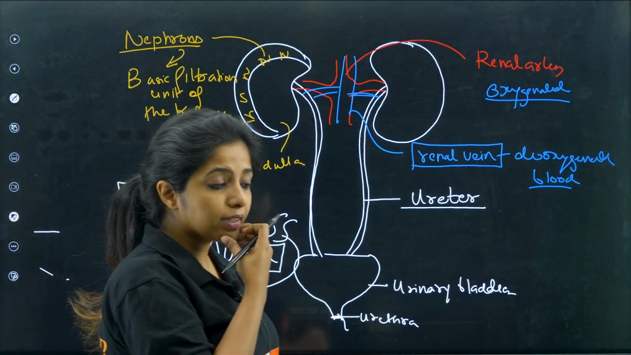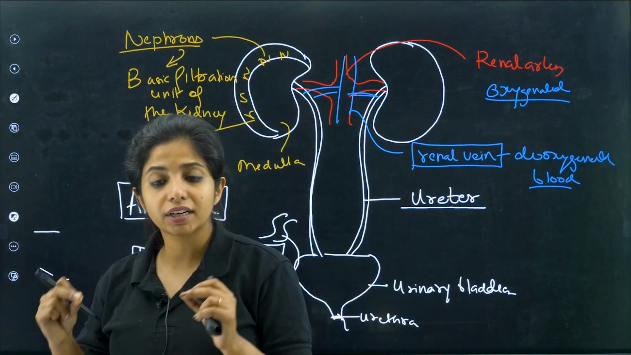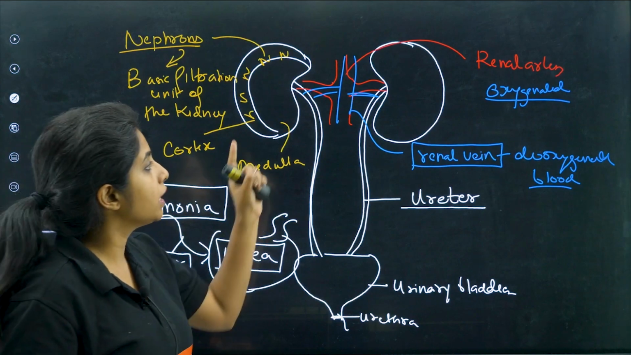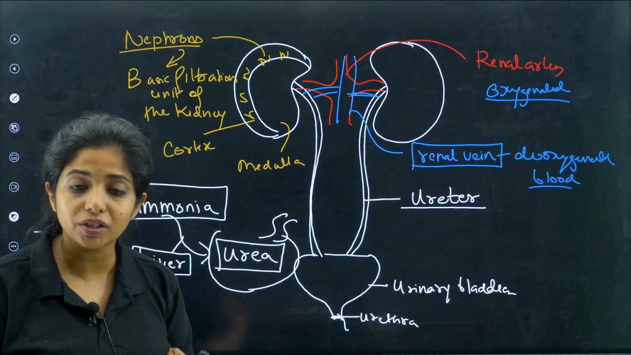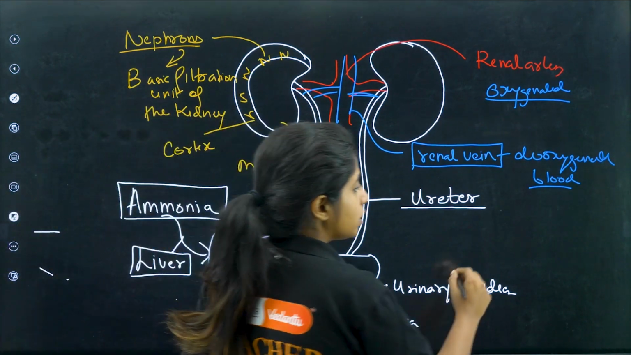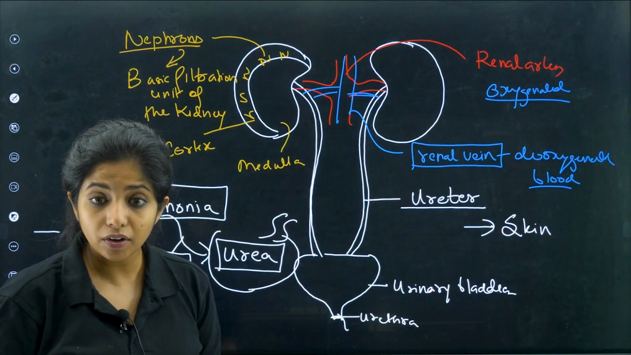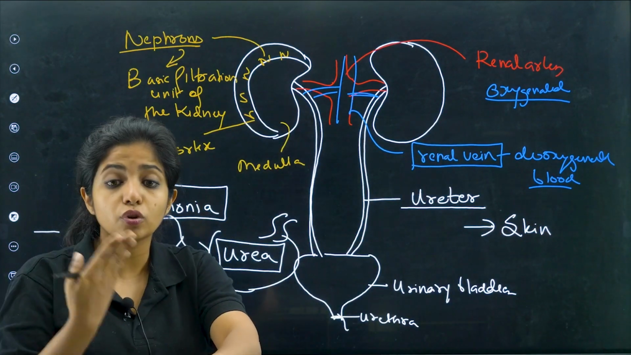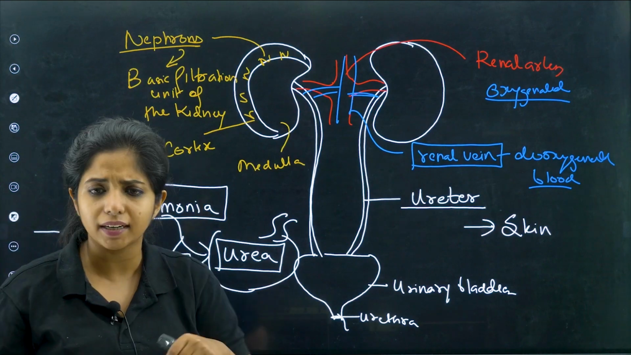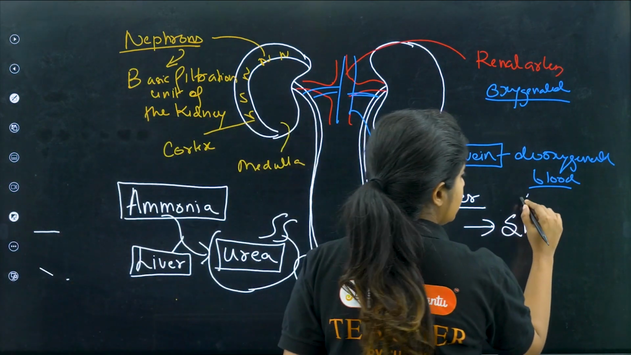Now, one more very important thing. What is the primary excretory organ of our body? It is the kidney. But what about the secondary excretory organ of our body? Our skin is a secondary excretory organ. Why? Because it is removing excess salt and things like that from our body. So, skin is a secondary excretory organ.